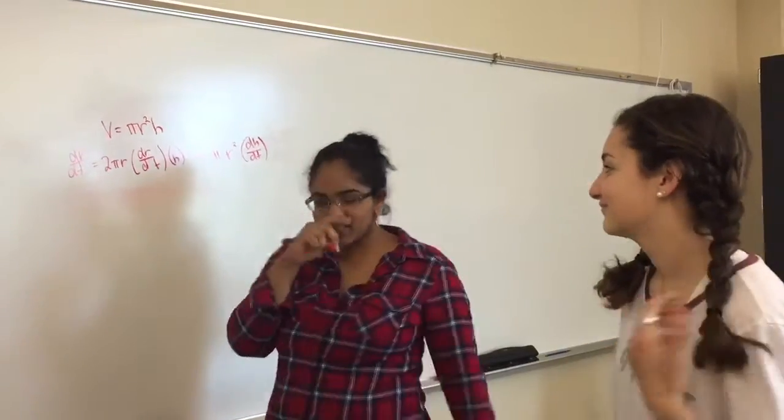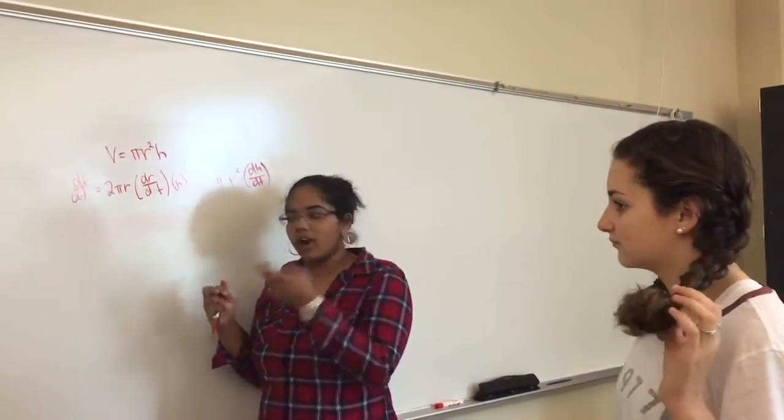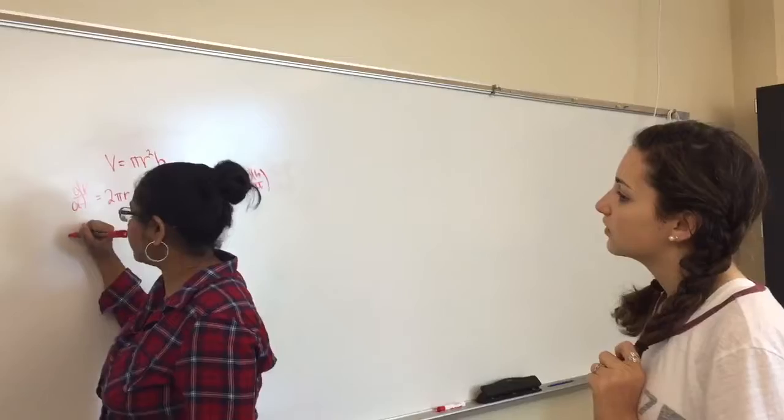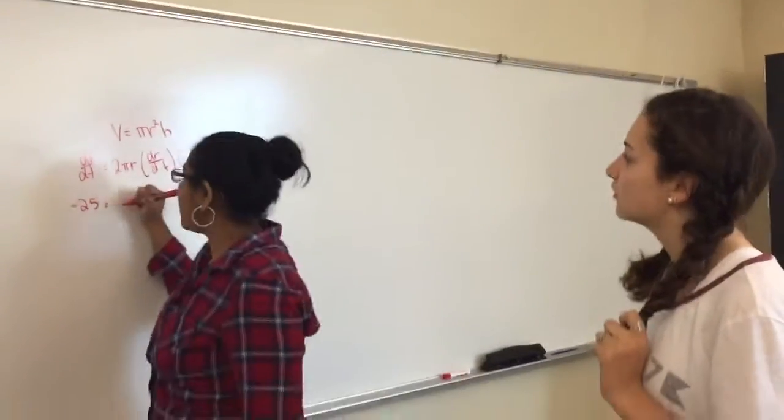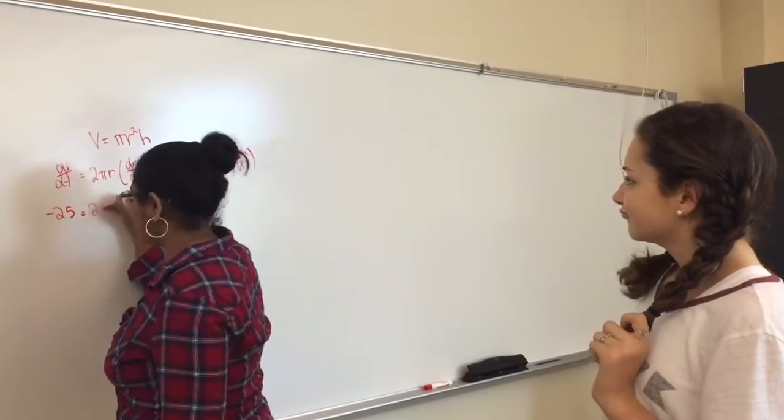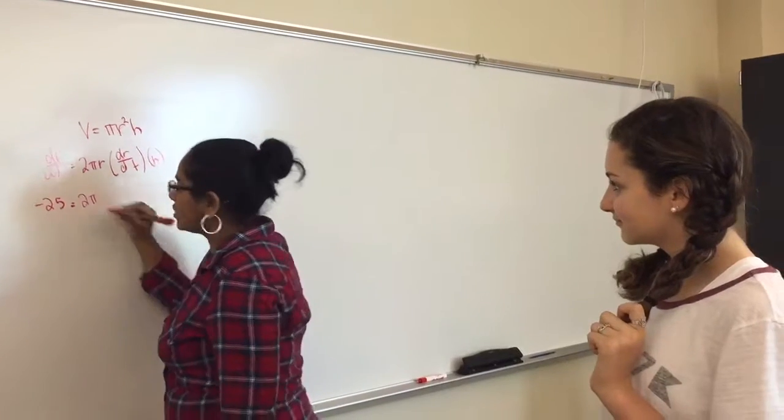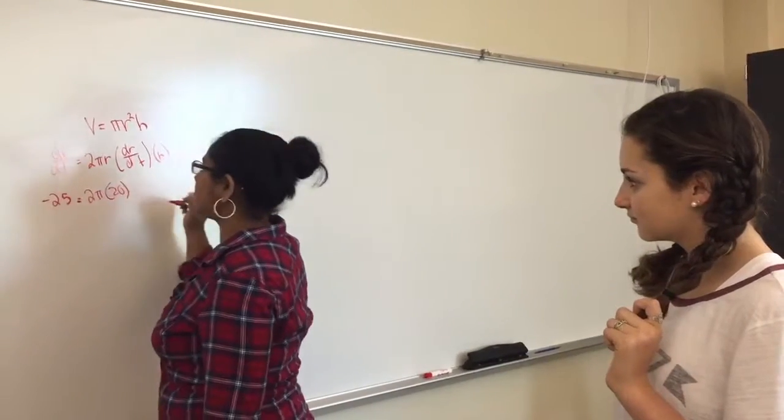Okay, so now we just need to substitute the values for what we already know. We know that dV over dt equals negative 25, and the 2 pi is just constant, so 2 pi, and the radius is 20, so we just substitute that in.